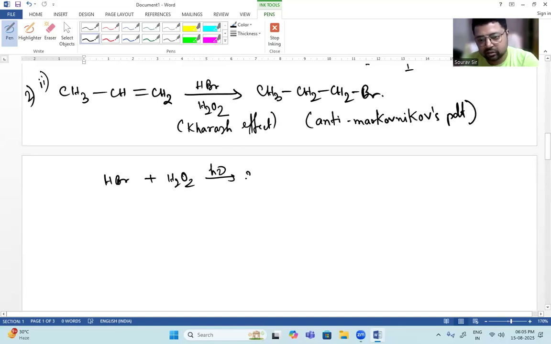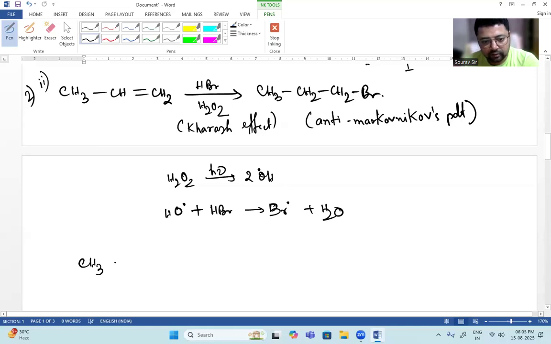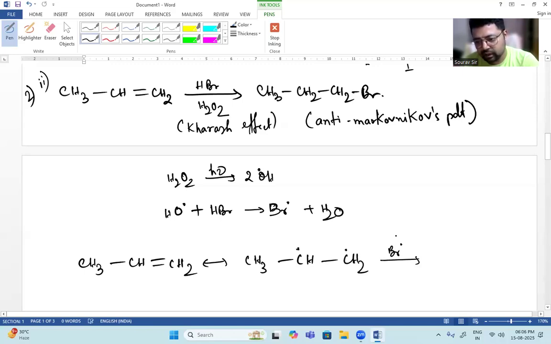So you will get 2 OH radicals from this H2O2, and this OH radical will attack this HBr to give you a bromine radical along with water. This bromine radical, suppose you have this one, this radical will generate this type of structure and the bromine radical will attack this one.